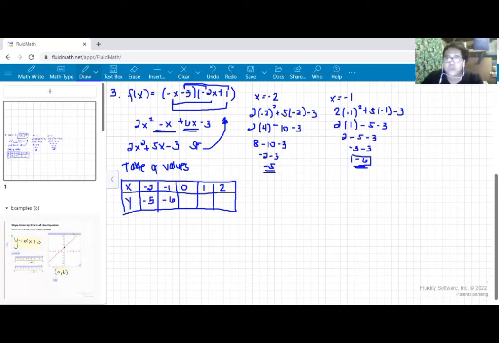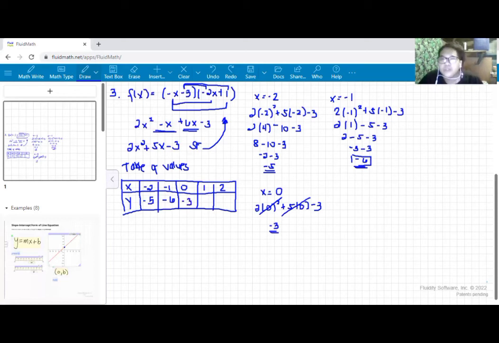Next, proceed with the next one. Here, we are going to let our x equal 0. So we have 2 multiplied by 0 squared plus 5 times 0 minus 3. Since this is multiplied by 0, it is actually 0, right? So cancel this out. Therefore, our value is negative 3. So let's write here negative 3.